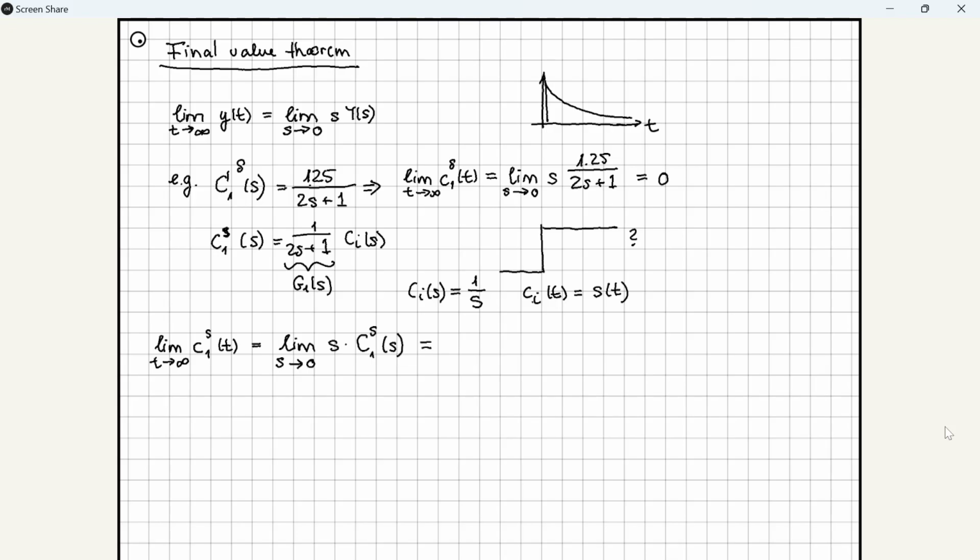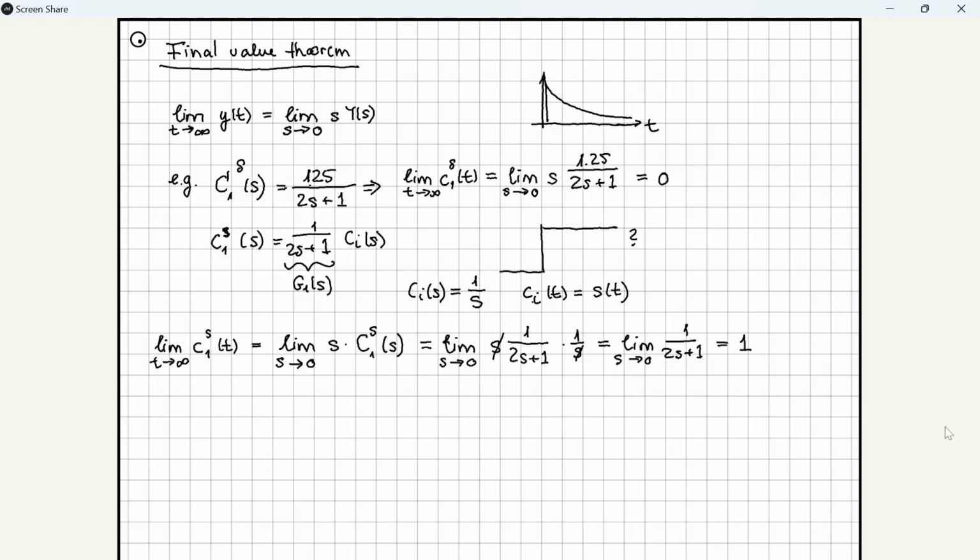And this is now the limit of s goes to 0, s times, and this s comes from here. The transfer function is 1 over 2s plus 1. And our Ci of s is 1 over s. And these two s's now cancel out, and we are left with the limit of s goes to 0 of 1 over 2s plus 1, and this is equal to 1.